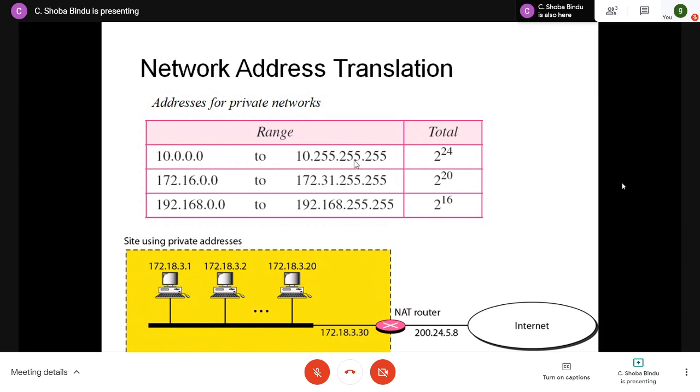10.0.0.0 to 10.255.255.255. These are 2 to the power of 24 addresses. These are the private addresses. And these are also the private addresses.